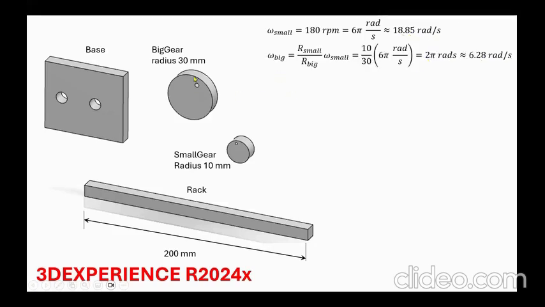Now we know that the big gear is going to be spinning at a smaller rate, which is the ratio of the small radius over the big radius. So the big gear is going to turn at only 2 pi rad per second, which is 6.28. Now, from elementary physics, if we multiply this rad per second by 30 millimeters, we're going to get the linear velocity of the rack, which at the end of the day, if I specify 180 RPM for the small gear, I should be getting the velocity of the rack to be 188 millimeters per second.